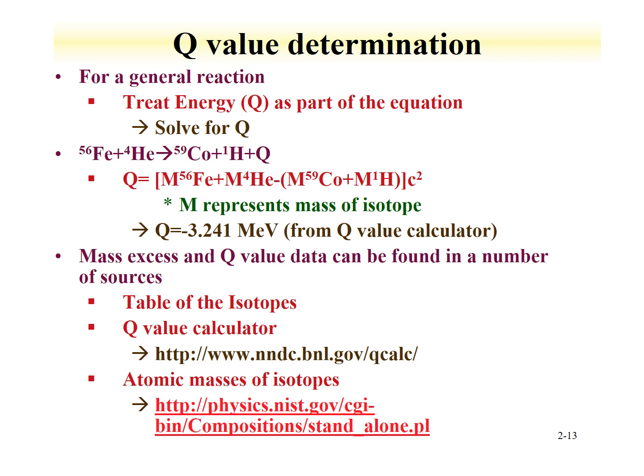I can get the mass excess and Q value data that are necessary from a number of different sources. This table of the isotopes, Q value calculator, and then atomic masses of isotopes. This Q value calculator is a tool from the National Nuclear Data Center at Brookhaven National Laboratory that you can input the reaction information and the Q value will come out.